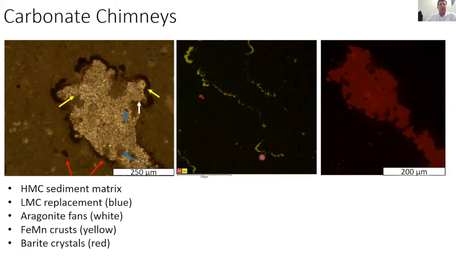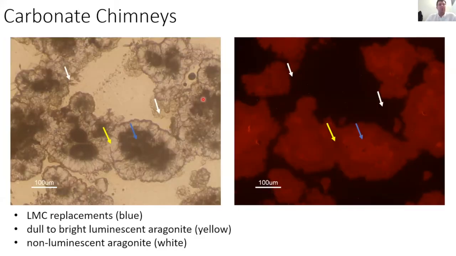The replacements and the aragonite fans are covered by an iron manganese crust. And then we also have some small barite crystals around here, which were forming within the sediment matrix. In the more inner parts, we also have the low magnesium calcite replacements, which are luminescent, and then also aragonite growth around here with dissolution horizons around, which are dull to bright luminescent, so another phase. And then here, as you may see, some aragonite crystals growing again.